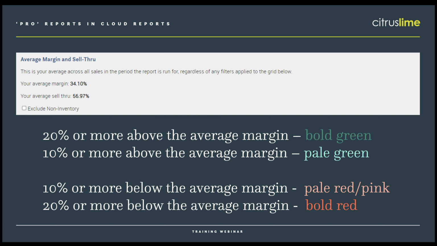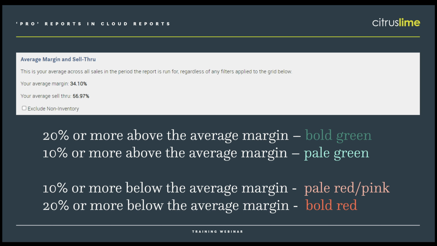After that, you're presented with your average margin and average sell-through rates for the set period. The margin average is used in the report to colour code the results in the grid. If a figure is 20% or more above the average margin, it shows in a bold green. If it's 10% or more above the average margin, it'll be in a pale green. Conversely, if a figure's 10% or more below the average margin, it shows in a pale red or pinkish colour, and if it's 20% or more under that average margin, it shows in a bold red.